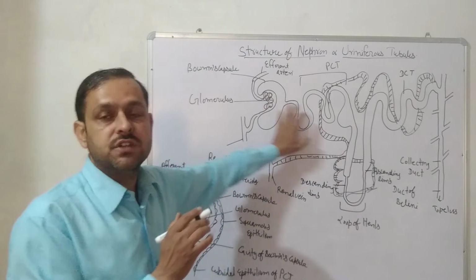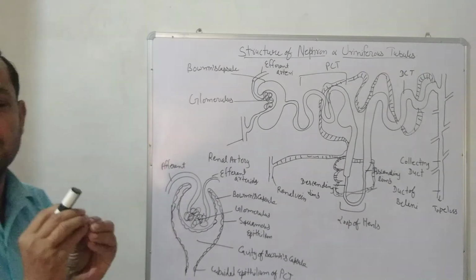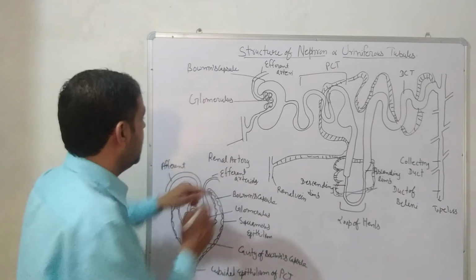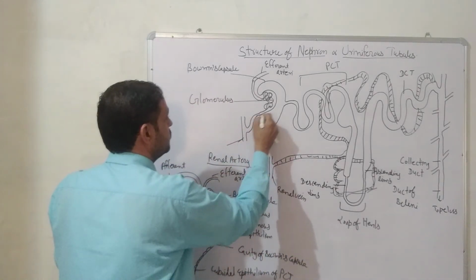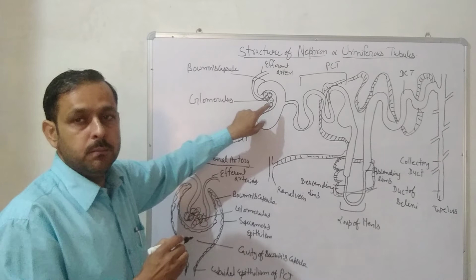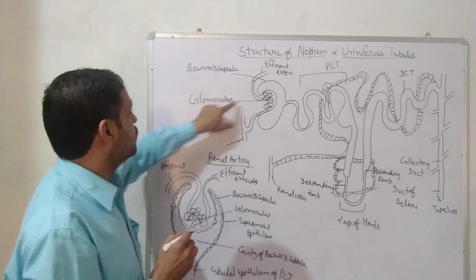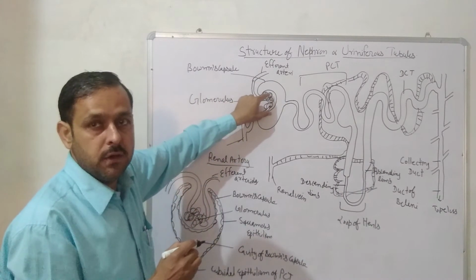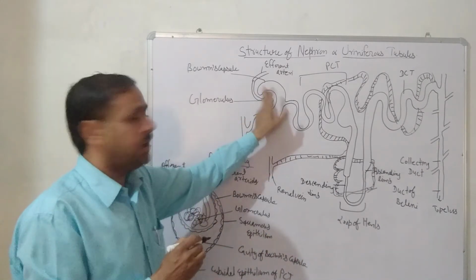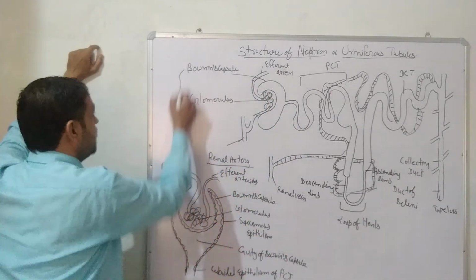So this is the structure of nephron, in which each nephron consists of the following anatomical regions. First of all, Bowman's capsule and glomerulus. This is a renal artery which enters into the nephron, and it divides into more than 50 branches, and then the outgoing one is called the efferent artery. So this net-like structure of branches of the renal artery is called glomerulus, and it is situated in a cup-shaped structure that is called Bowman's capsule.